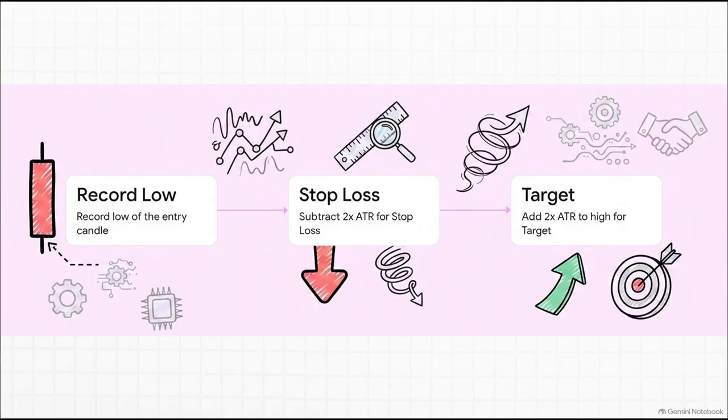It's a built-in function that measures the actual, current, breathing volatility of the asset you're trading. So how do we put that into practice? We dynamically adjust our exits based on that real-time volatility, instead of just arbitrarily guessing a number. First, you record the low of the entry candle. Then, you subtract 2 times the ATR to set a dynamic stop loss. Finally, you add 2 times the ATR to the high for your profit target. Simple, right? But now, your exits adapt perfectly to the current market conditions.